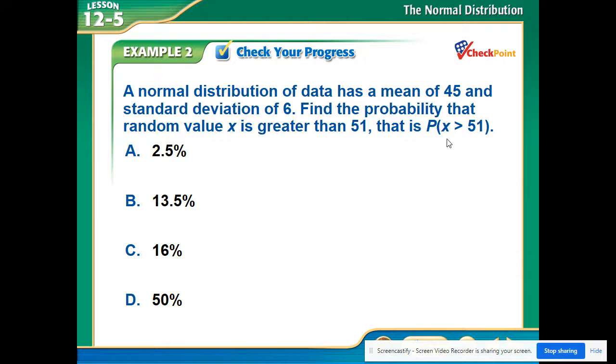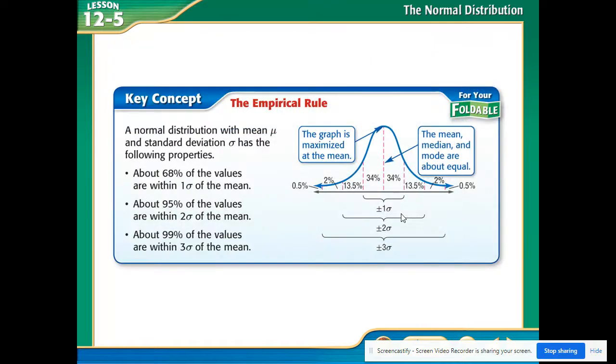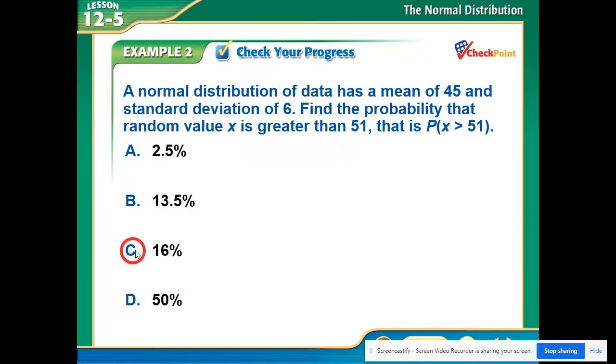So doing this again, how can we do one? It starts at 45 and has a deviation of 6. We want something that's greater than 51. So if we go back to our graph, our table, 45 goes right in the middle. 6 more is 51. And so we want all the points that are greater than 51. So that's the 13.5, the 2, and the 0.5. So that's 16%, which is what, of course, they say here.